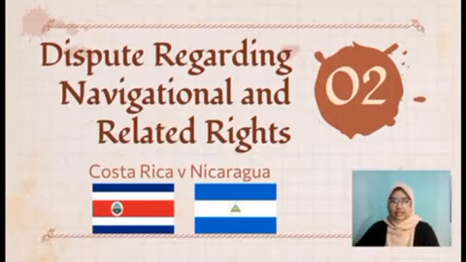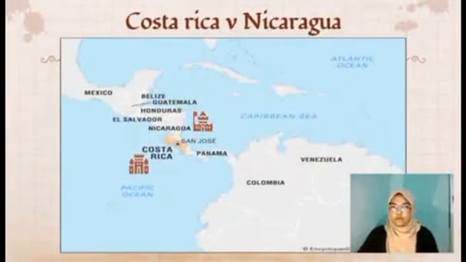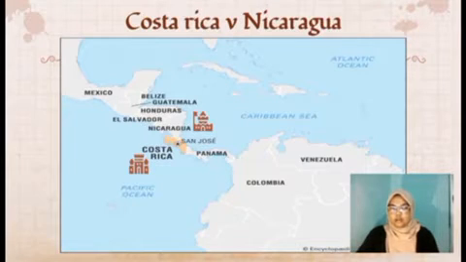Next is our second case, the case concerning the dispute regarding navigational and related rights between Costa Rica and Nicaragua. Before we jump into this case, we will observe the location where this case takes place. This case involves two states, Costa Rica and Nicaragua, which are both Central American countries with coastline on the Caribbean Sea to the east and the Pacific Ocean to the west.